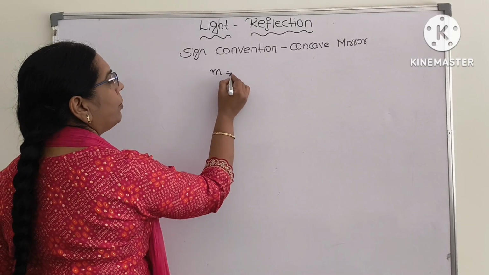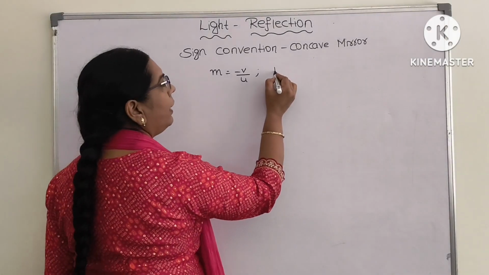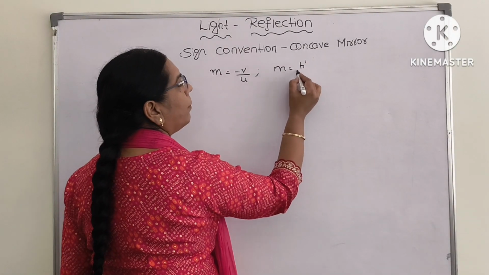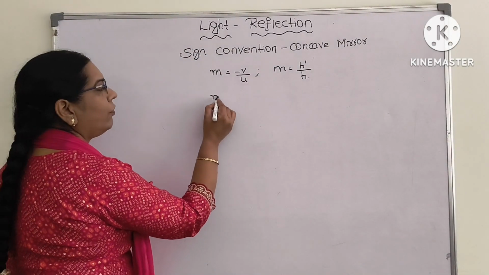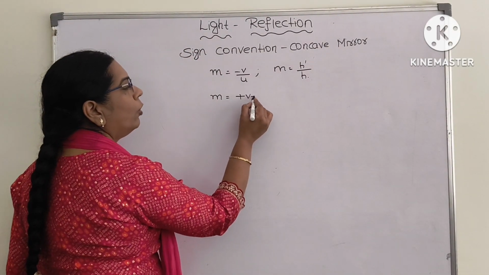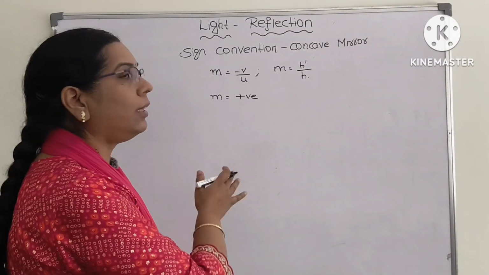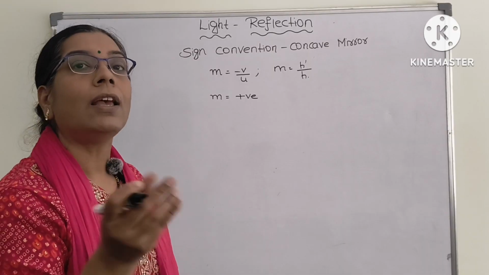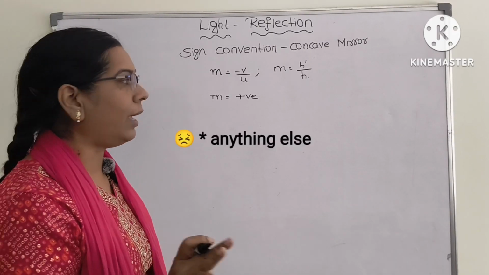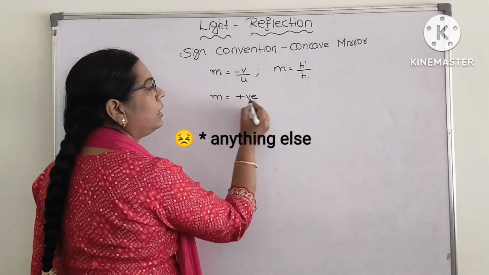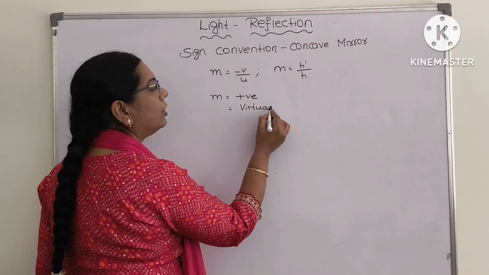What is magnification? Well, the formula you know, children: m is minus v by u, and m is also h prime by h. On solving, if you get the magnification value as positive, what does this tell? I already told you children that the positive and negative sign in numericals of light means whether they are real image or inverted image. It doesn't mean anything else. So when magnification is positive, it means it is a virtual and erect image.